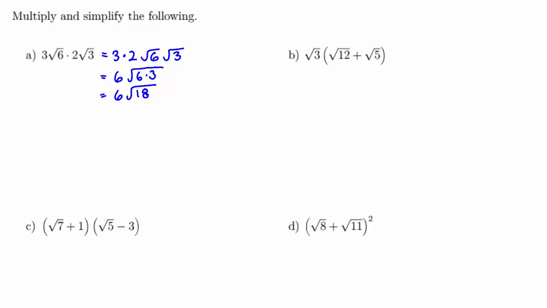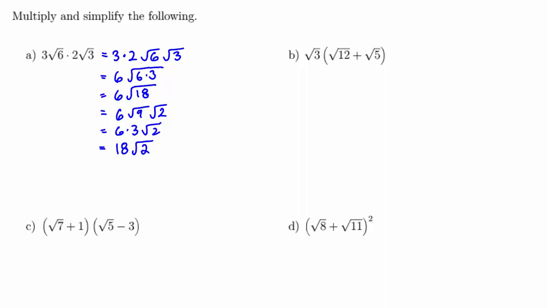And since 18 has 9 as a factor, which is a perfect square, it will. So we can rewrite this as 6 times the square root of 9 times the square root of 2. And that square root of 9 will just simplify to the number 3. So we have 6 times 3 times the square root of 2. And as a last step, 6 times 3 just becomes 18. So we have 18 times the square root of 2. Again, our goal there was to have as few radicals as possible with the smallest number possible inside that radical.